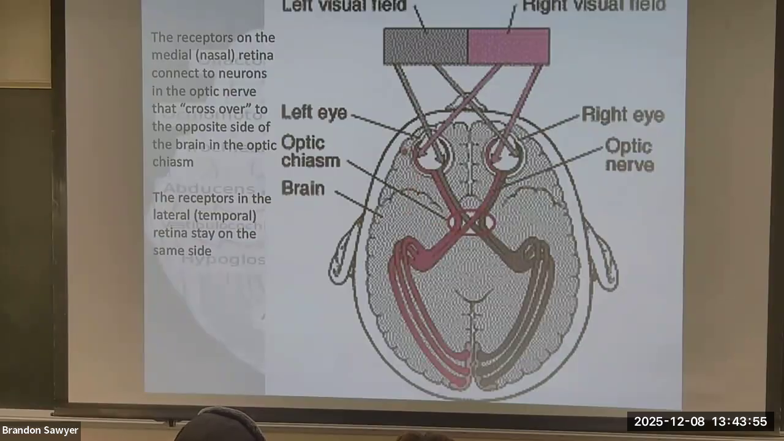But then the lateral side of the retina, also known as the temporal side, those neurons stay on the same side that they started on. So they come in and go to the same side there. These ones come in, go to the same side there. So it's all kind of color coded. Okay, so just hold on to that thought for a second. The ones on the nasal side or the medial side have to cross through the optic chiasm.